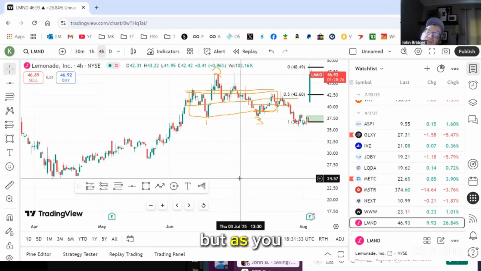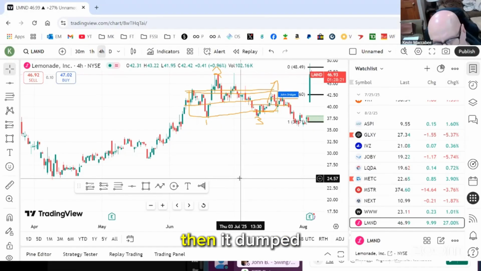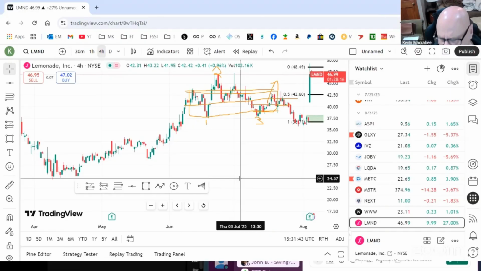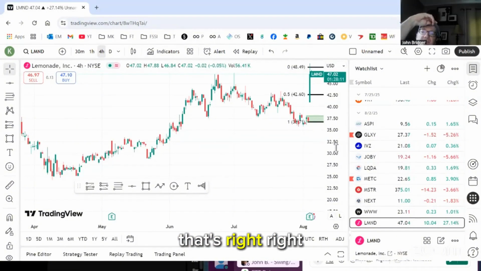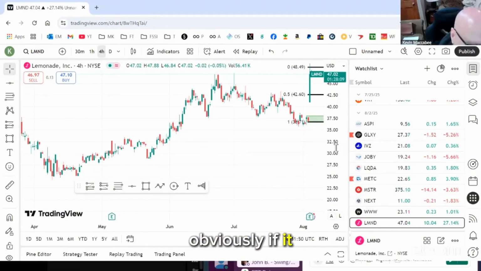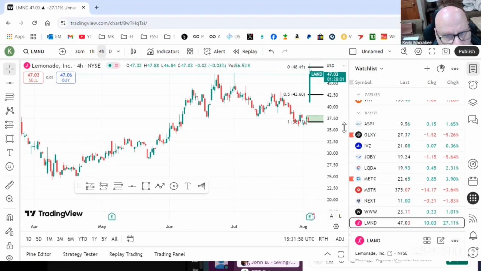It's borderline, but as you can see, it clearly didn't work its way back out up here. Right, and then it dumped. Yep. With the balance trades, you're only going within that balance trade zone for a target, though, right? That's right. Obviously, if it flies up, you can play with it a little bit more. But the optimum thing, the first target's the opposite line, whatever you want to call it.